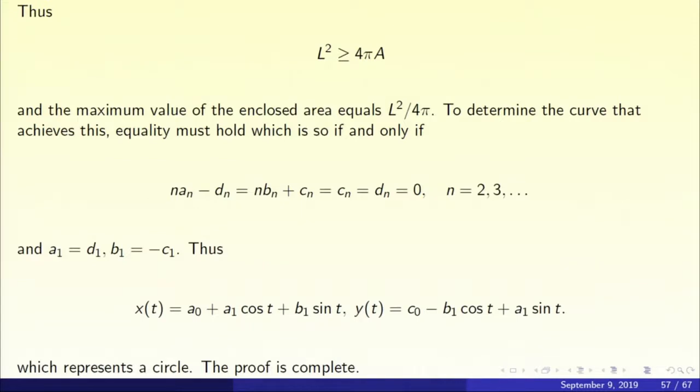And this value is certainly attained by the circle. What we need to show is that if this value is attained, then it is a circle and nothing else but a circle. The circle maximizes the problem, that is certainly the case. No other curve will maximize it.